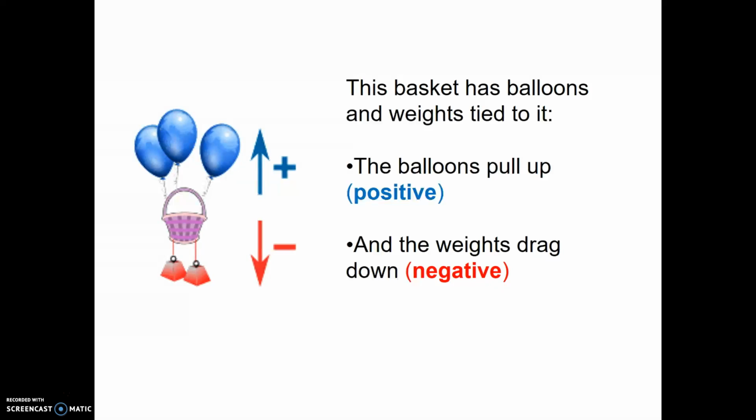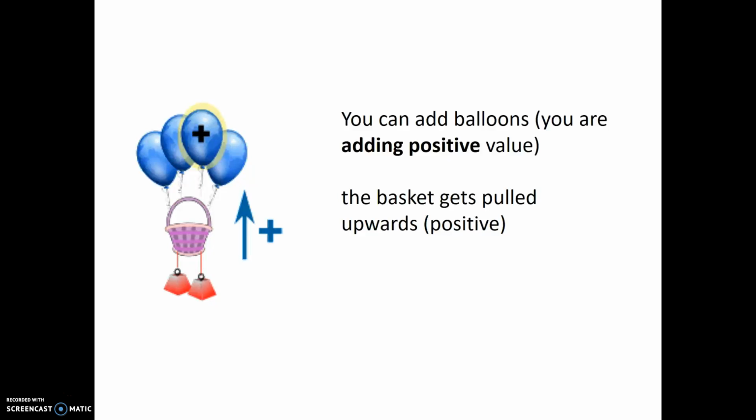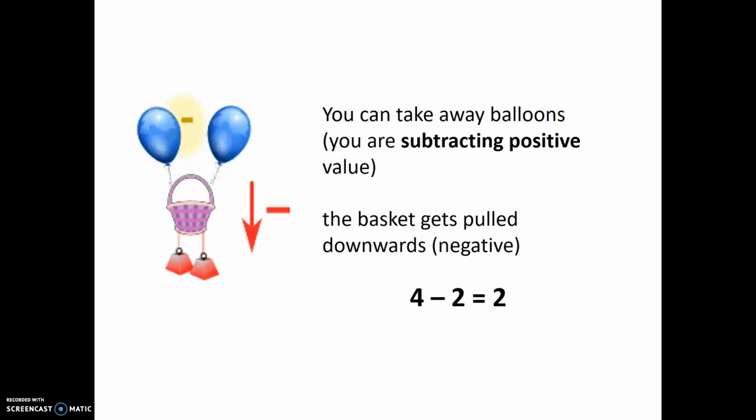Okay, here's this again. Here's a little bit better image of this: a basket with balloons on it and weights. Okay, so the balloons pull the basket up and the weights drag the basket down. Those are negative. If we add balloons, the basket gets pulled upward. Like we had 3 balloons, we just added 1, so the number's going to go higher. It's going to be 4, right? And if we subtract balloons, subtracting positive value, the basket gets pulled downward or negative. So for example, 4 minus 2 is 2.